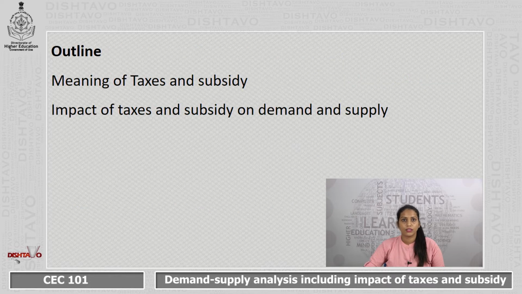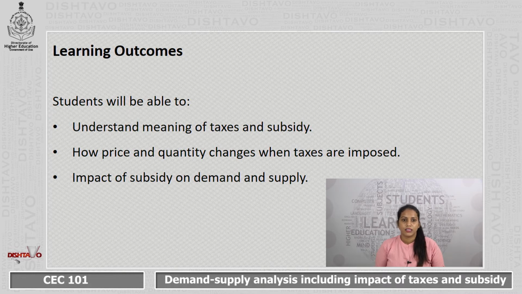Goa. Outline of today's topic is Meaning of Taxes and Subsidy, and Impact of taxes and subsidy on demand and supply. Learning outcomes: students will be able to understand the meaning of taxes and subsidy. They will also be able to understand how price and quantity change when taxes are imposed and the impact of subsidy on demand and supply.